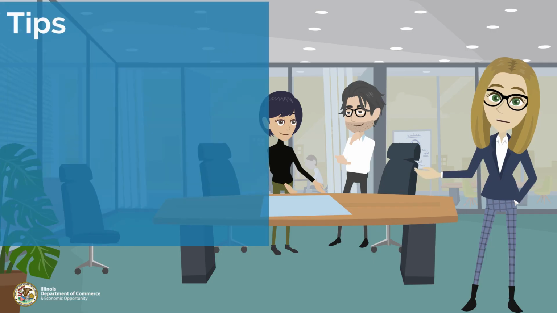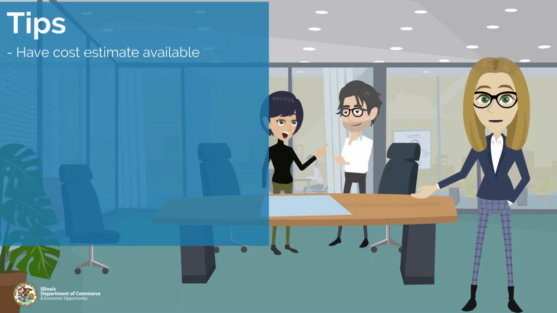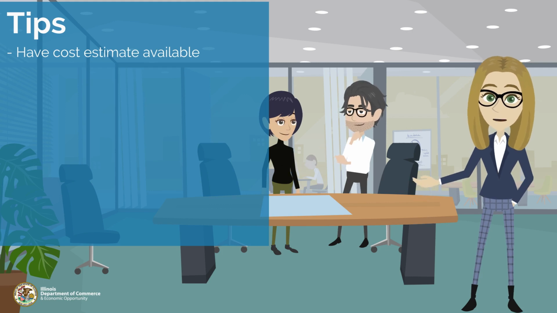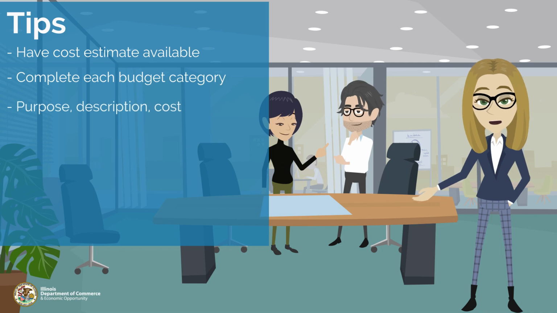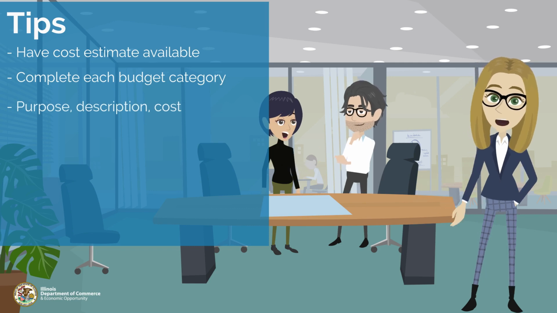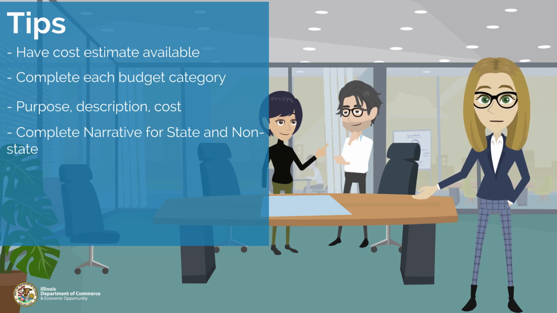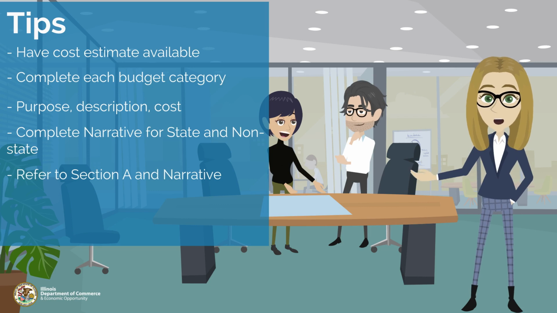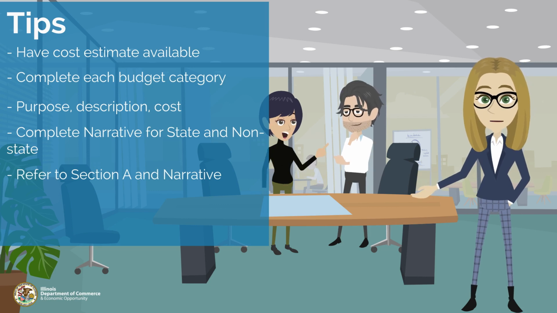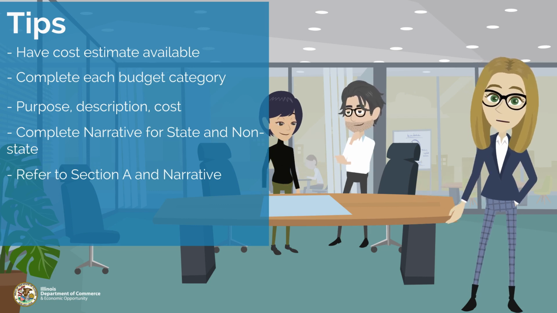To summarize, if possible, have a cost estimate of your project readily available. Remember to complete each budget category by detailing the purpose, description, and cost. For each budget category utilized, the narrative state and narrative non-state boxes need to be completed. Refer to Section A and the narrative summary tabs to verify dollar totals are correct and state funds equal the amount of the state grant.